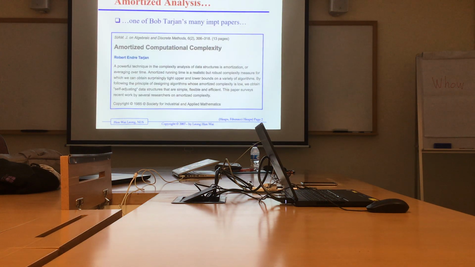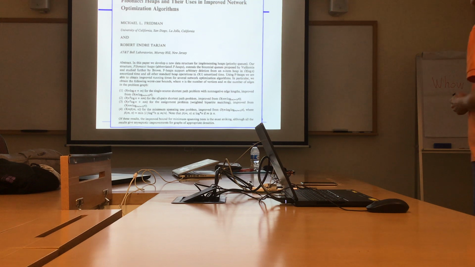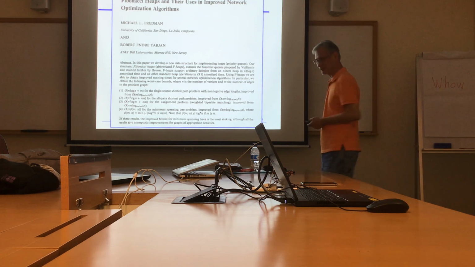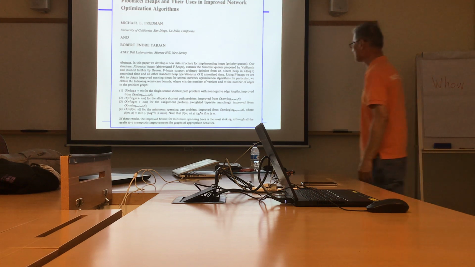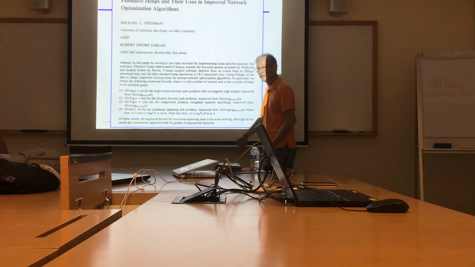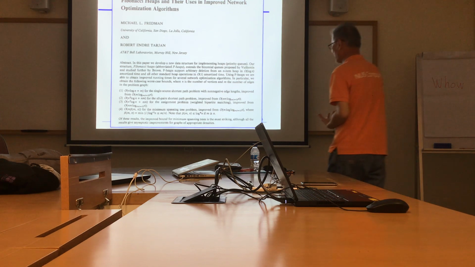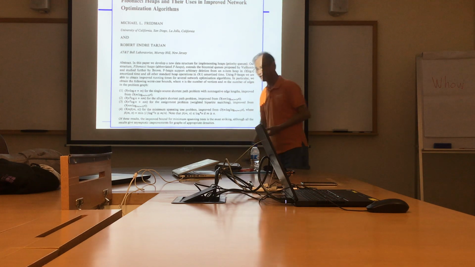In case you want, this is a good research article, also written by Bob Tarjan. This was a year later, 1985. But this was the paper that talks about Fibonacci heaps. Fantastic. Bob Tarjan is a very serious researcher, so in one paper he published a lot of results.